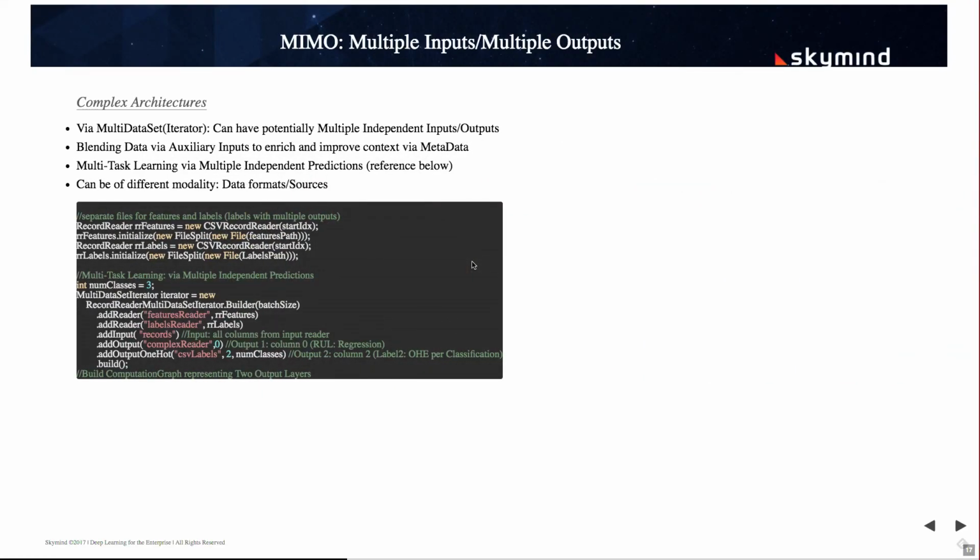Now that you've got more of the basics, I've shown you a single output and a single input coming in, but you may want to go to more advanced ones with different metadata coming from different sources. In this case, we have multi-data sets. You can have either multiple outputs or multiple inputs. Here I'm showing multiple outputs, where we have different features and labels coming from two different sources of files.